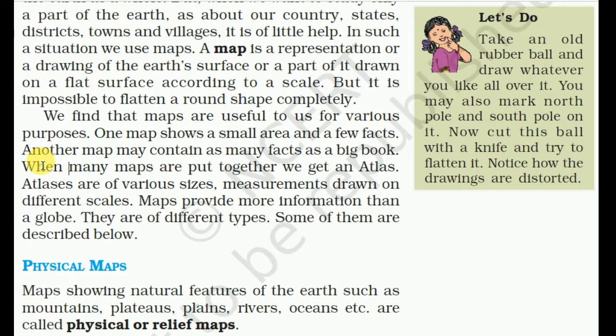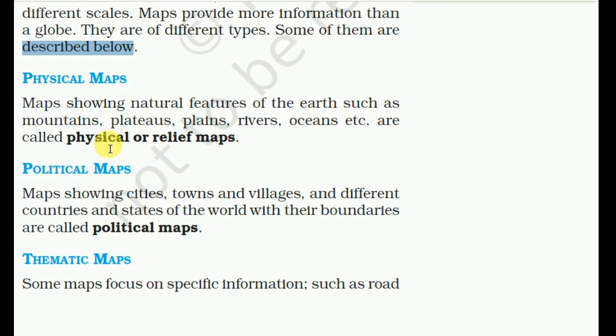Maps provide more information than a globe. They are of different types. Some of them are described below. Physical maps: maps showing natural features of the earth such as mountains, plateaus, plains, rivers, oceans, etc. are called physical or relief maps.